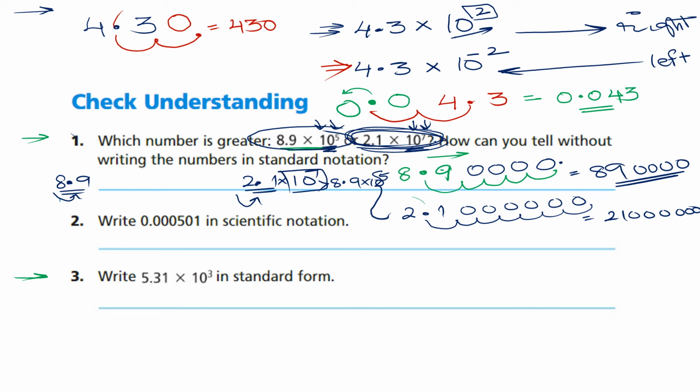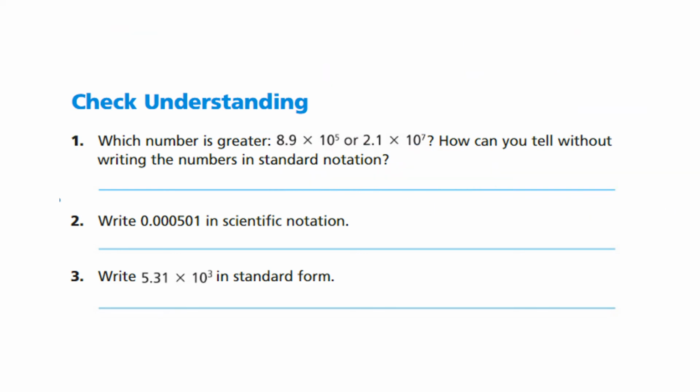Let me just erase this part to understand this in the proper way. So which one is bigger? 2.1 into 10 power 7 is bigger. This sign is for the greater. Whenever you have it like this, the open mouth shows this is the greater sign. Okay, greater than 8.9 into 10 to the power of 5.